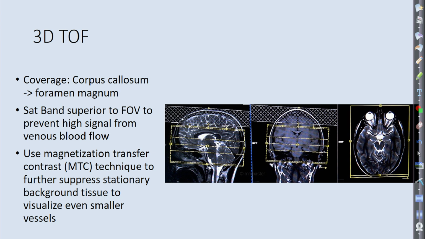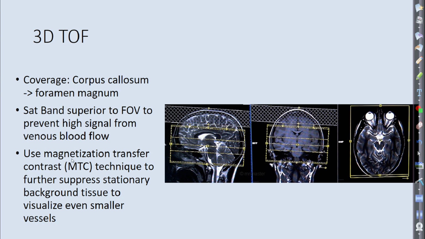And in this case, we are not concerned with venous blood flow, so we put the saturation band above. So we have arterial blood flow coming from the carotids, and then we image the circle of Willis, but we do not want that superior sagittal sinus or any of that blood flow from the venous structures coming back down into our image. So we put a saturation band up there to prevent that.